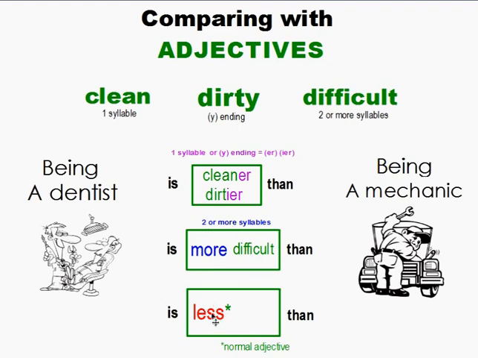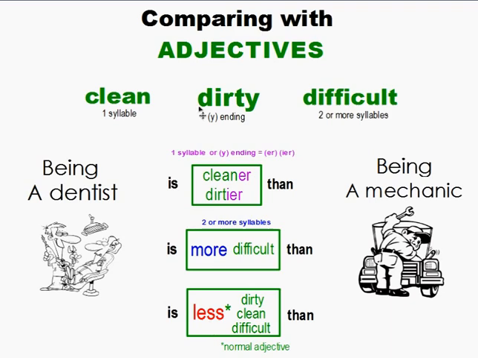Now, let's look at when I want to use less. If I want to say something is not more, but the opposite, less, then I can use the adjective, but I don't do anything to it. So I can say being a dentist is less dirty than being a mechanic. Being a dentist is less clean than being a mechanic. Or being a dentist is less difficult than being a mechanic. And notice I am not changing the adjective. I'm using the normal adjective when I use less.